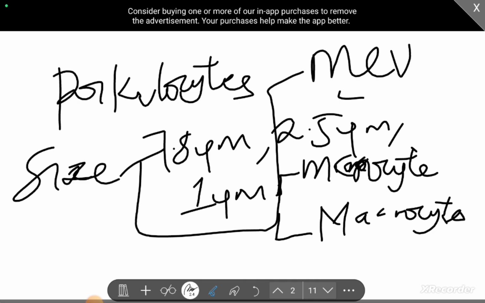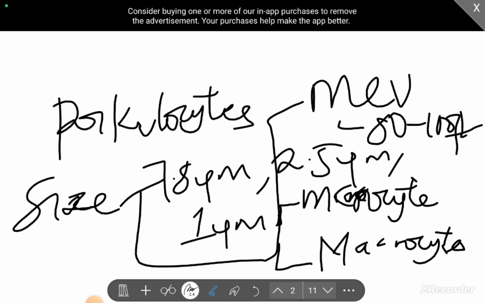The normal value is about, as I've told you, values in physiology do vary, about 80 to 100 femtoliter. Any size that is less than 80 femtoliter, you refer to as microcyte, while sizes greater than 100 femtoliter, you refer to as macrocyte. So it's an important parameter which can be used to diagnose various diseases.